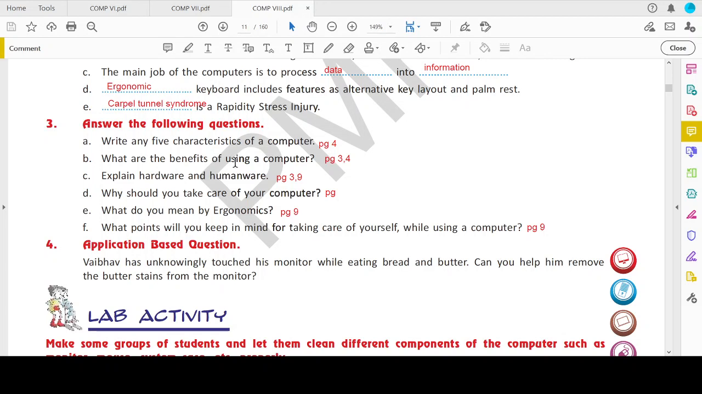Again, you can use your computer for entertainment, like listening to music, watching movies, or learning new skills. So these are all benefits of using a computer.